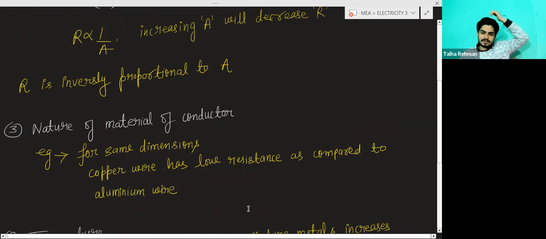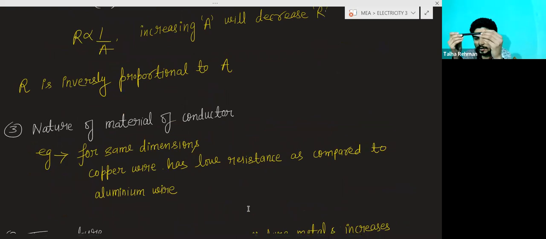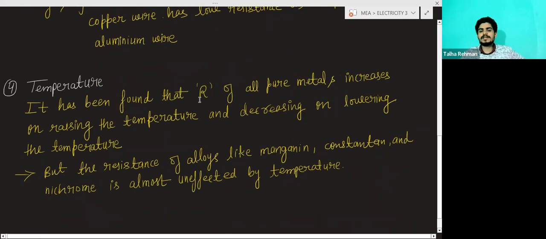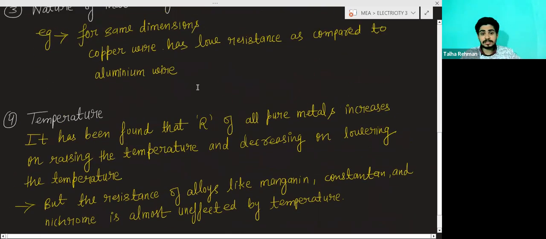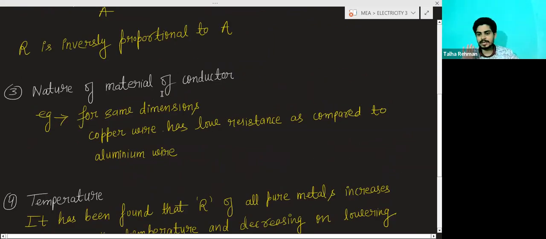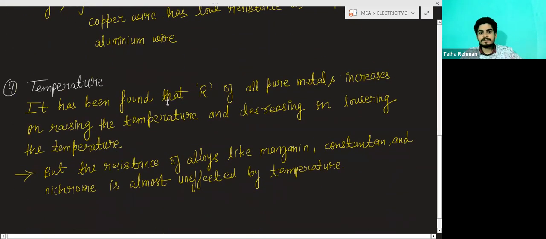After that, temperature. For metals, suppose this is a wire of some metal like copper, and if I increase the temperature of this wire, then the resistance of this wire will increase. It has been found experimentally that the resistance of all pure metals like copper and aluminium increases on increasing the temperature and decreases on lowering the temperature. If you increase the temperature, resistance will increase.